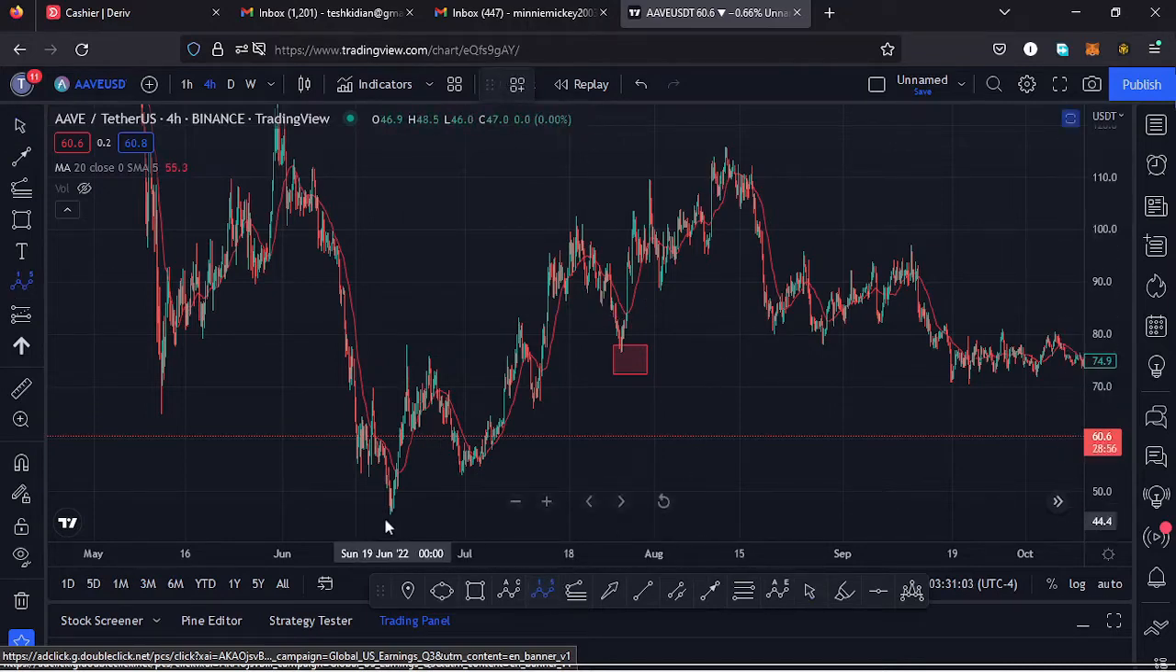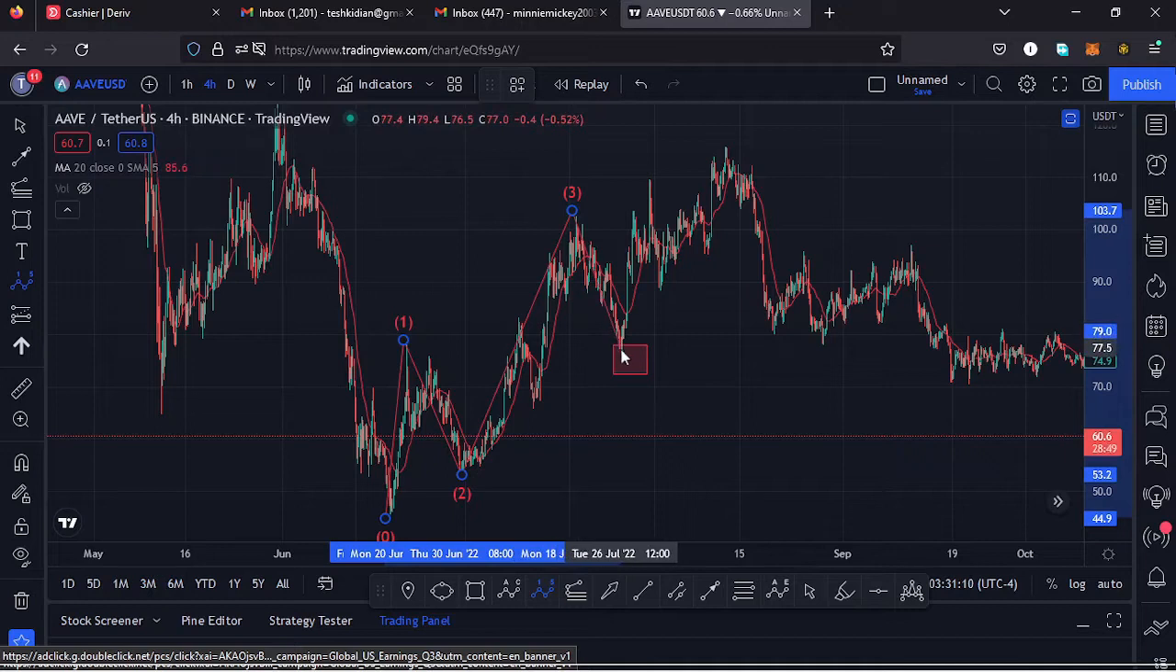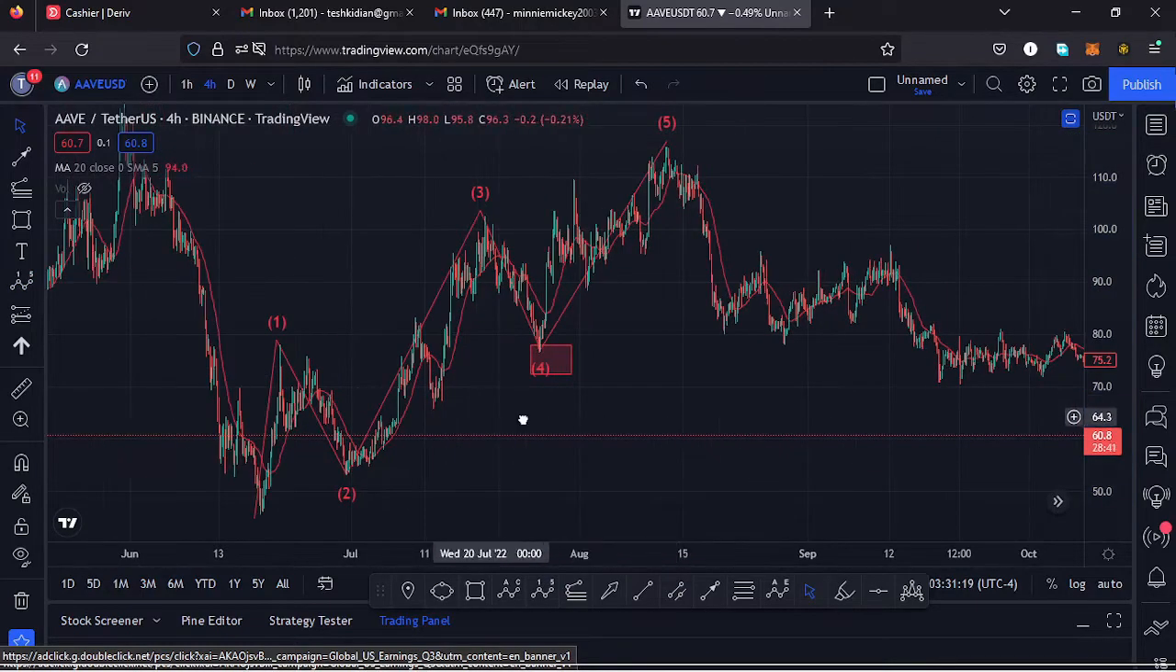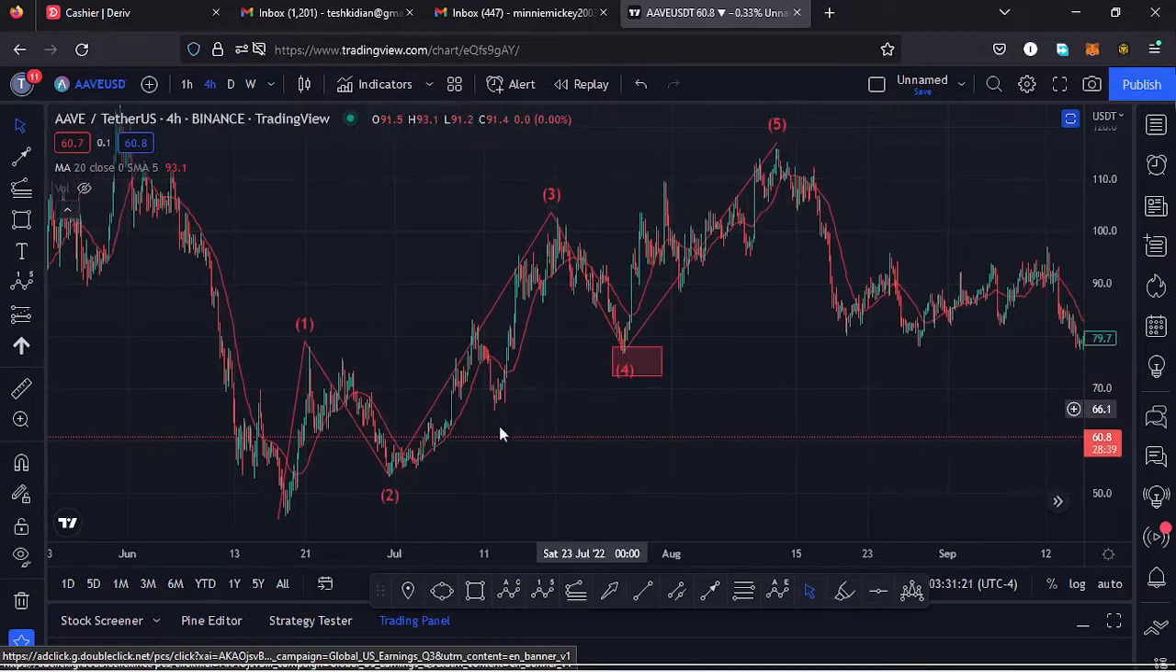And if I draw it out, we can have these as the first wave to the upper side, then a wave 2, then a wave 3, then we have seen a retracement over here in the formation of a wave 4, then we saw a very nice bounce to the upper side in the formation of that wave 5 to the upper side.